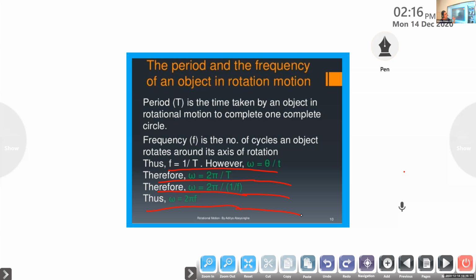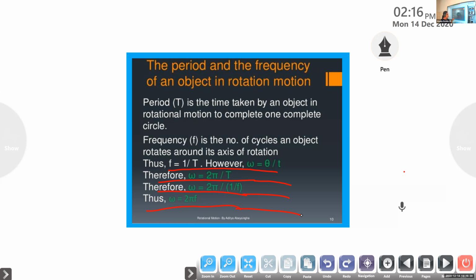Time period we have already learned in the last lesson, no? Laws of motion we have already learned in that. So you don't have to write that definition. Time period means the time taken by one complete rotation. Frequency means the number of rotations by the object in 1 second.